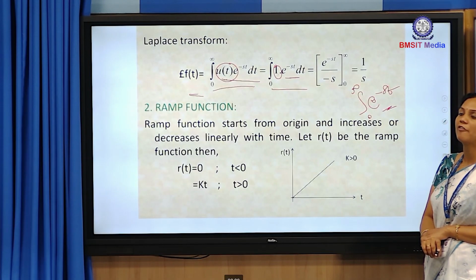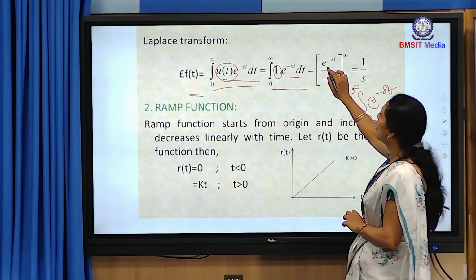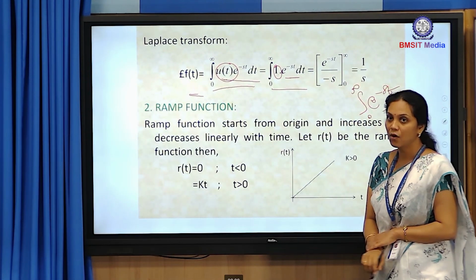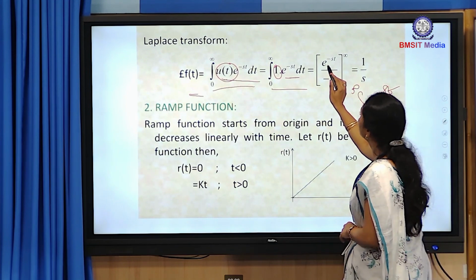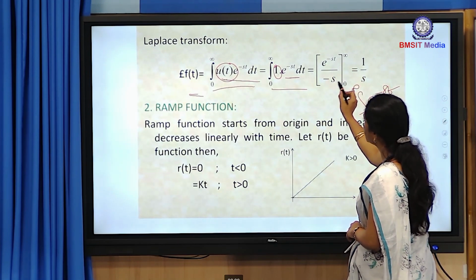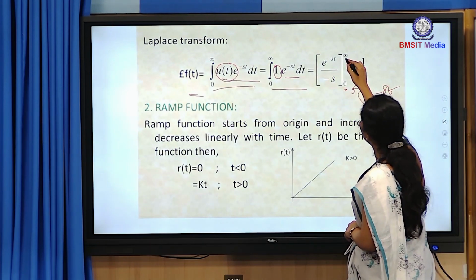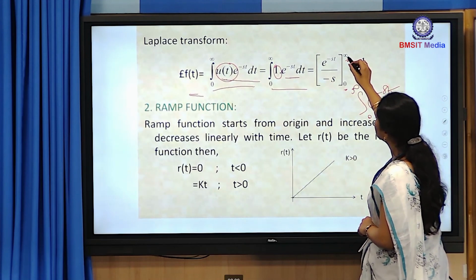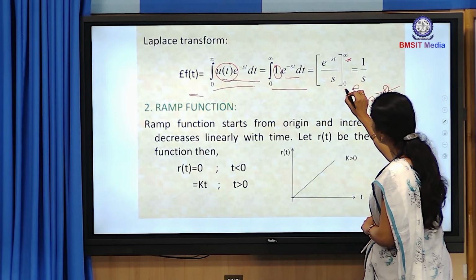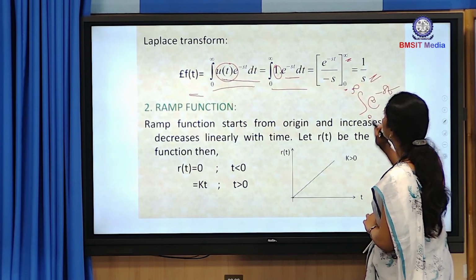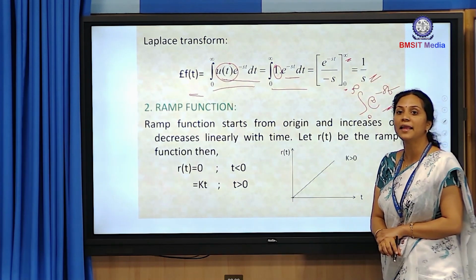Integration of e to the power of minus st is e to the power of minus st divided by minus s, with the same limits whatever I have given, that is 0 and infinity. Now, when I substitute the limits here, that is the upper limit minus the lower limit, I will be getting the value which is equivalent to 1 divided by s.